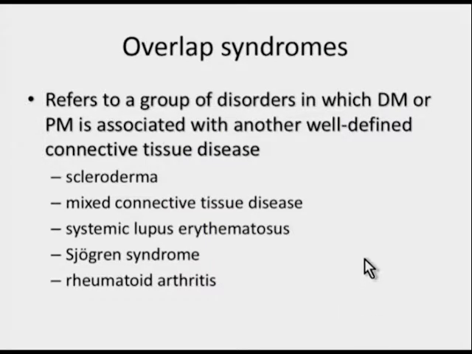There are overlap syndromes, in which dermatomyositis or polymyositis is associated with some other well-defined connective tissue disease, such as scleroderma, mixed connective tissue disease, SLE, and so on. These do not have definitive separating features histopathologically, and the clinical setting and presence of antibodies must be taken into account.